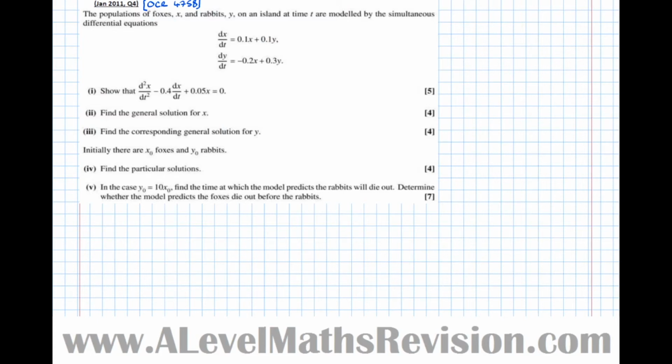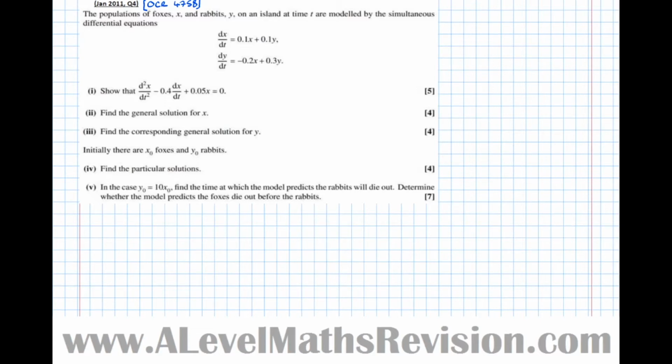In this video, we're going to introduce the topic first order simultaneous differential equations. And what these are used to model, let's just have a look at this example question here. It says the population of foxes, x, and rabbits, y, on an island at time t are modelled by those simultaneous equations here. So the rate of change of foxes, dx by dt, is 0.1x plus 0.1y.